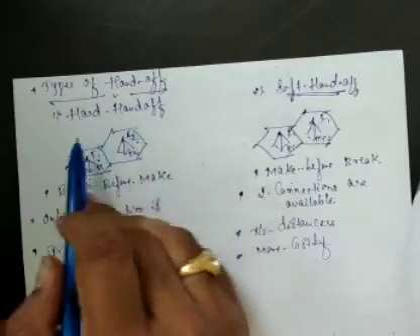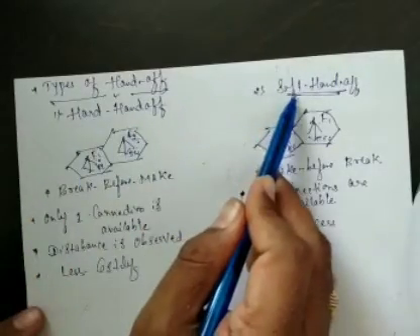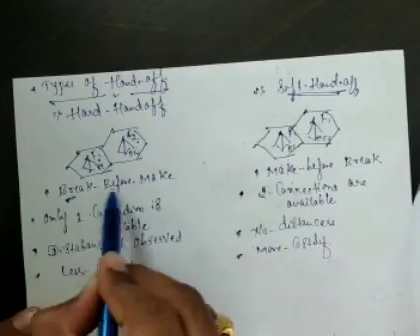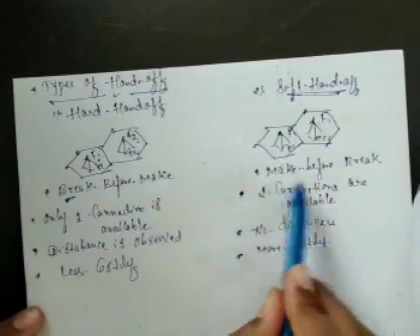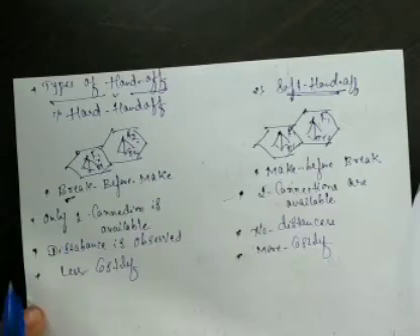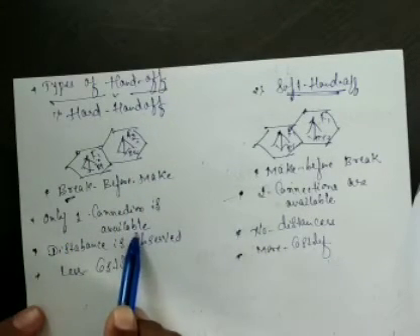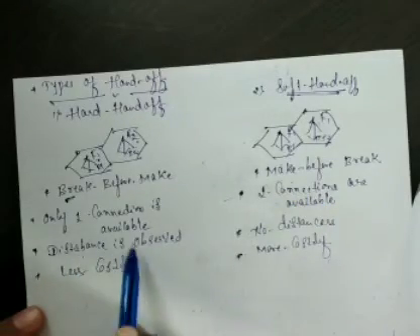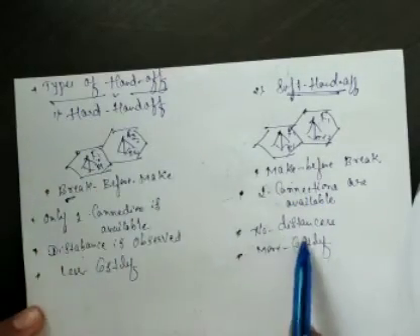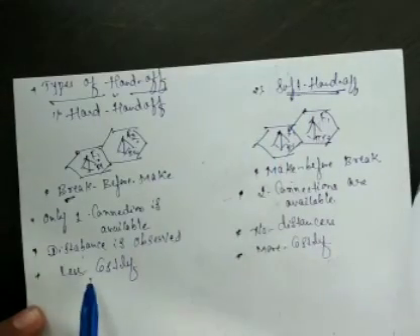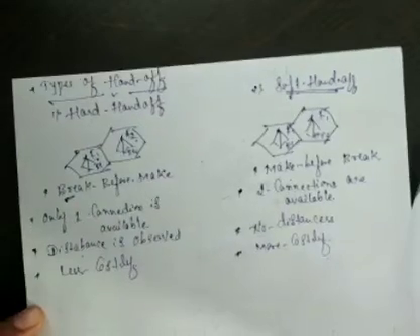There are two types of handoff: one is hard handoff, one is soft handoff. Hard handoff is called break before make. Soft handoff is make before break. Another difference is that you have only one connection in hard handoff, and two connections are available in soft handoff. The disturbance is observed in hard handoff and no disturbance is observed in soft handoff. Hard handoff is less costly compared to soft handoff.